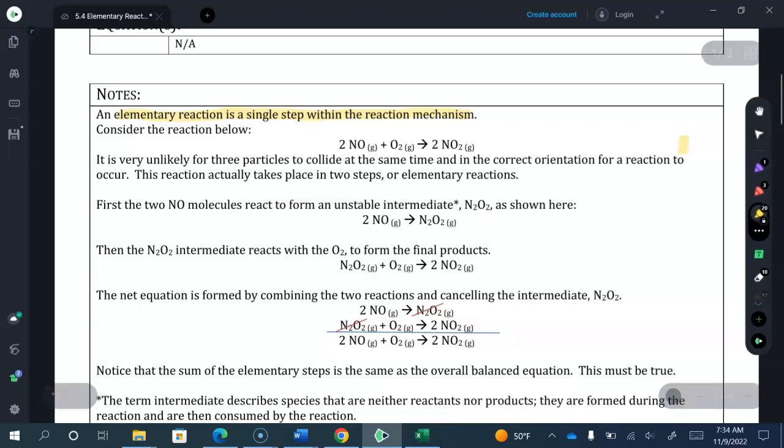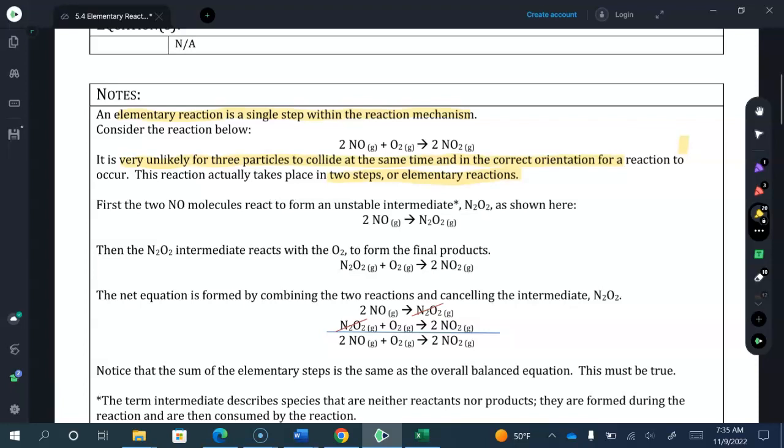Consider the reaction below, where we have nitrous oxide reacting with oxygen to produce nitrogen dioxide. It is very unlikely for three particles to collide at the same time and in the correct orientation for a reaction to occur. It's highly unlikely, statistically dang near impossible. This reaction actually takes place in two steps or elementary reactions. So, noting that steps in a reaction path or process are called elementary reactions.